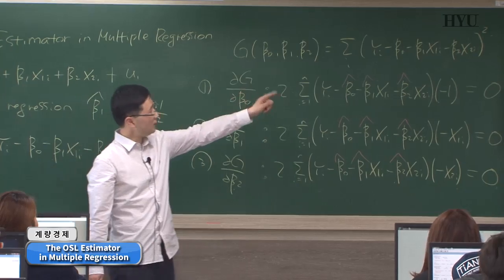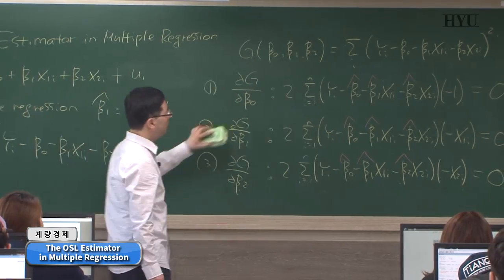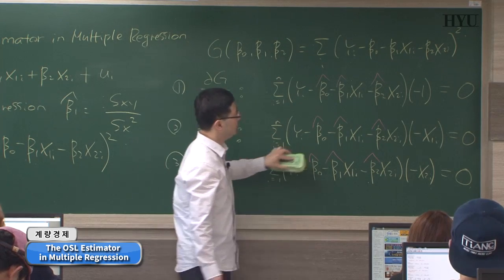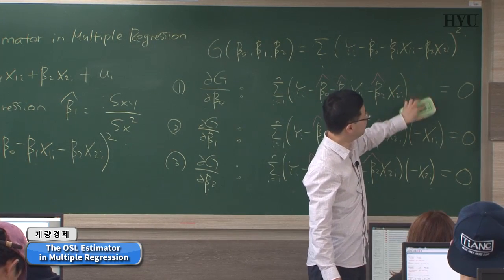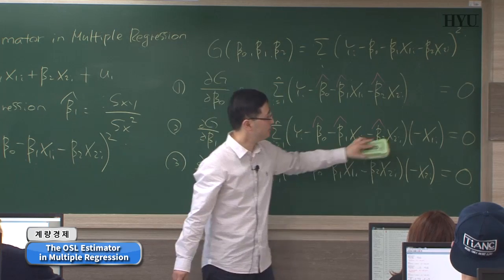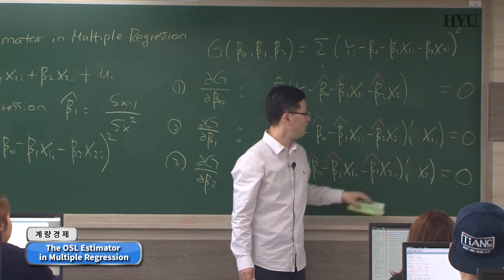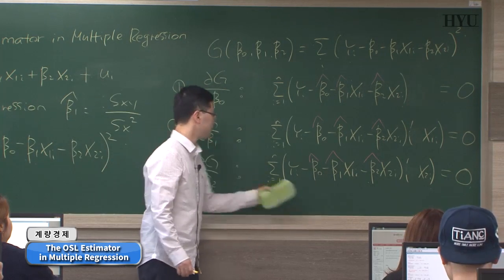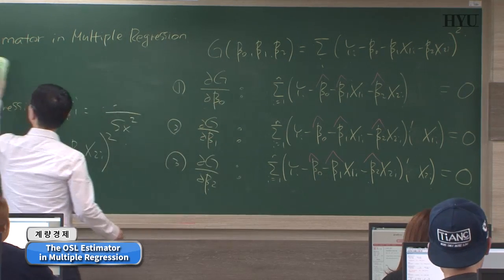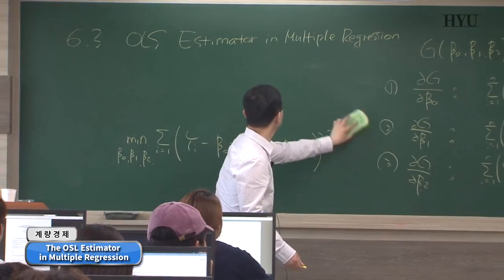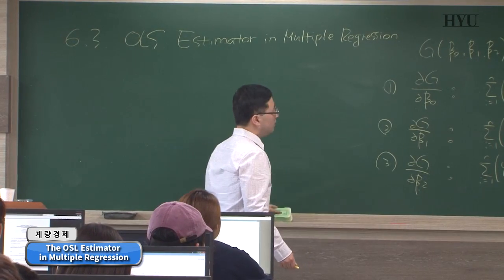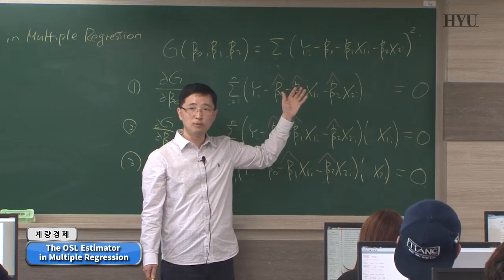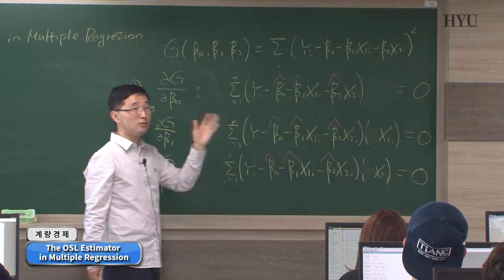Now, because that is 0, this 2 does not matter, right? The 2 doesn't matter. The minus 1 doesn't matter; you just divide everything by minus 1. Same here. Okay, so let me simplify them. In a sense, we have 3 unknowns, 3 beta hats, and 3 equations, right? So the goal is to solve them.